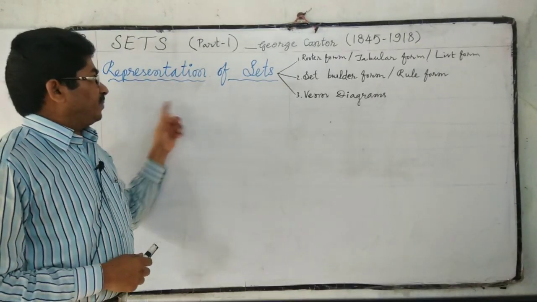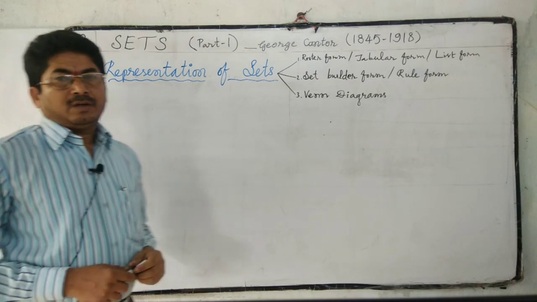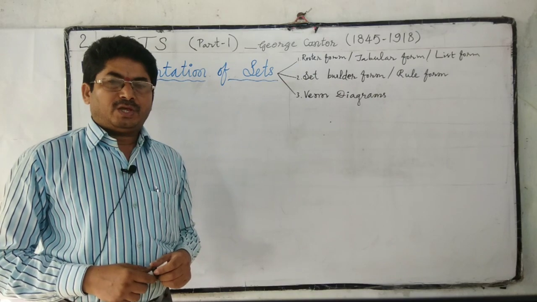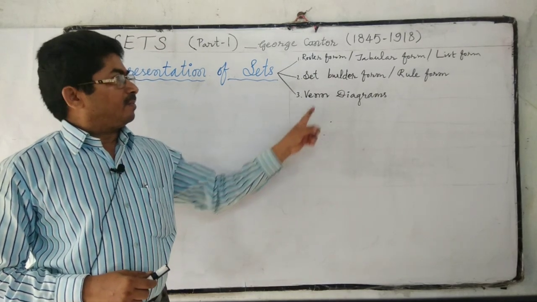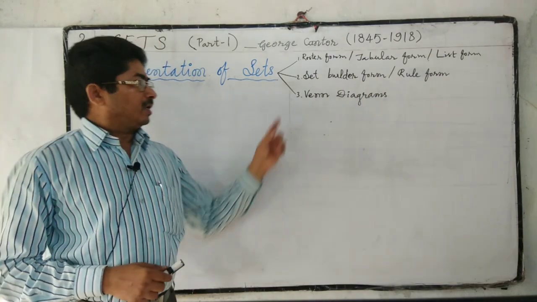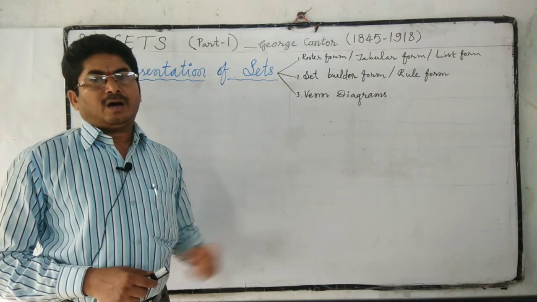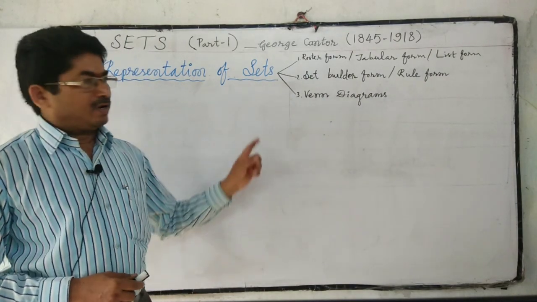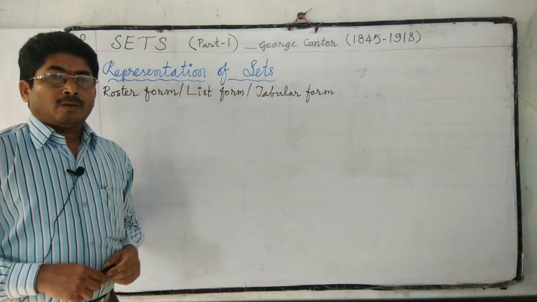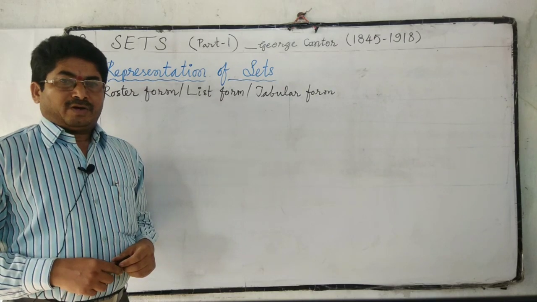Next, representation of sets. Sets can be represented in three ways. They are roster form or tabular form or list form. Second one, set builder form or rule form. Third one, Venn diagrams. Let us learn one by one.